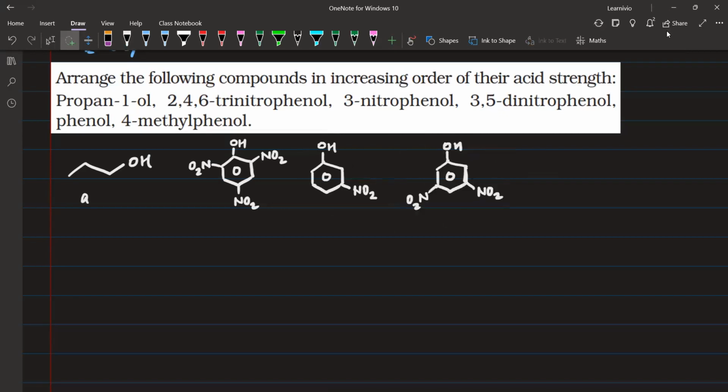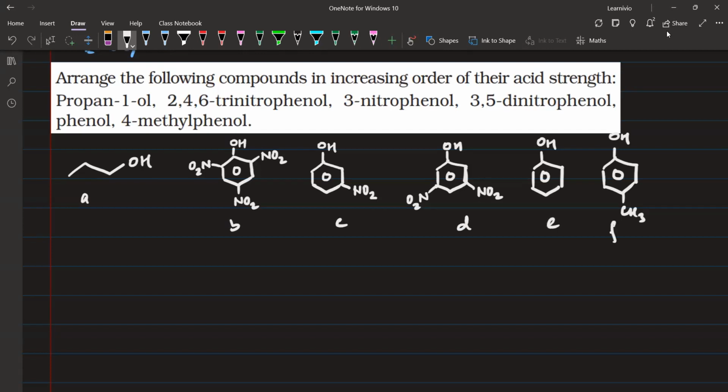Now we have 2 more, phenol and 4-methylphenol. So phenol will be just OH like this, and 4-methylphenol will be OH and CH3 in the last, fourth position. Now this is B, this is C, this is D, this is E, and this is F. So first one is the alcohol. I don't even have to discuss too much about it. All of these are phenols. So alcohol will have less acidic strength than phenol. So it is going to come at the end. We are not going to consider it.